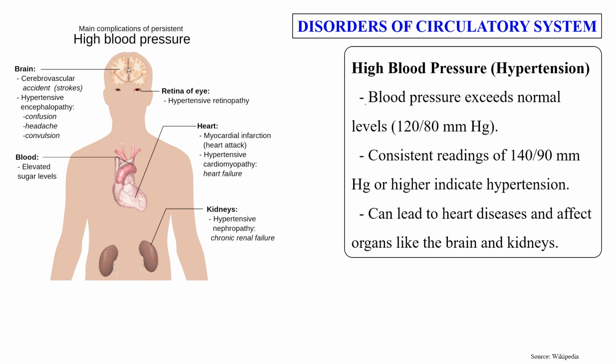Now let's discuss some disorders related to the circulatory system. First one is hypertension or high blood pressure. What is the normal blood pressure? Normal blood pressure is 120 by 80 mm Hg.